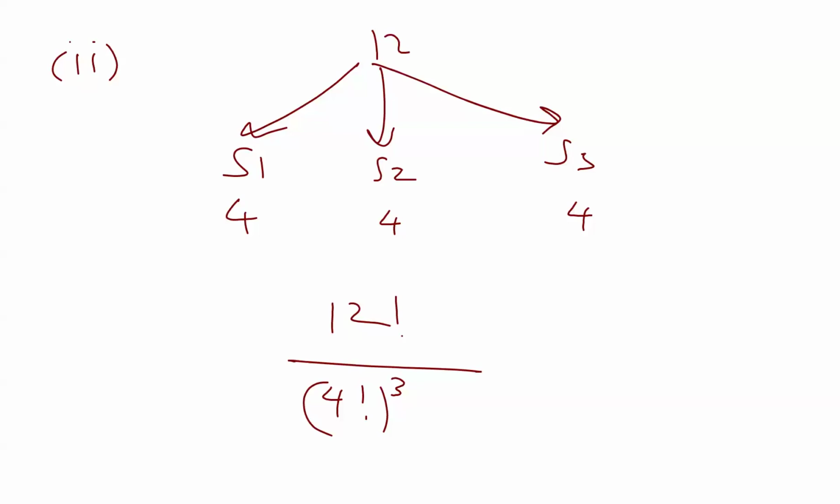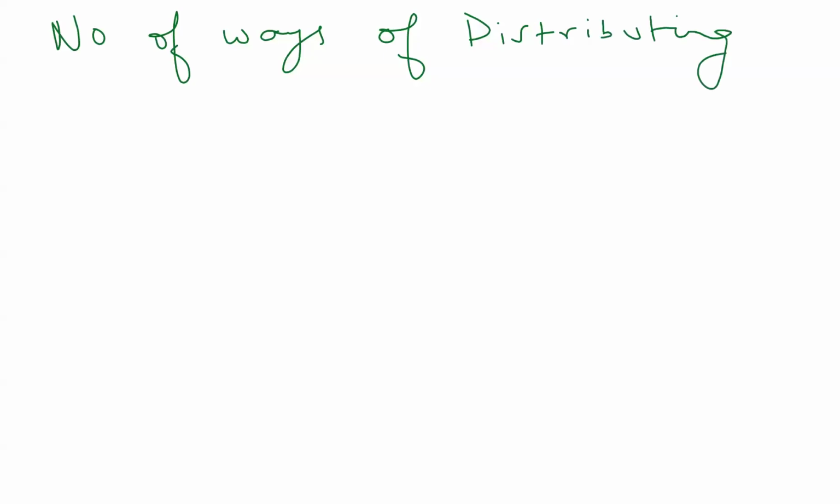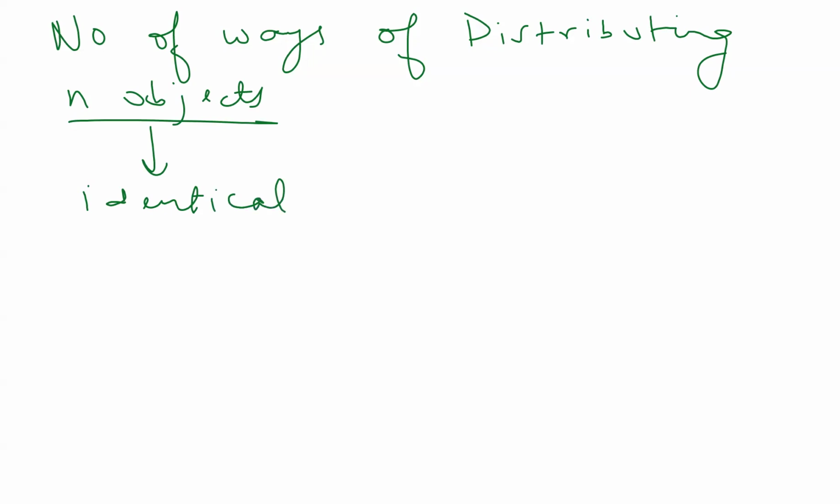Correct. Now there is one more concept. The last concept in distribution. Number of ways of distributing n objects. Now these n objects are identical objects. Previously we were working on different objects.